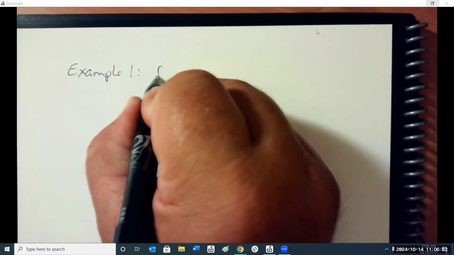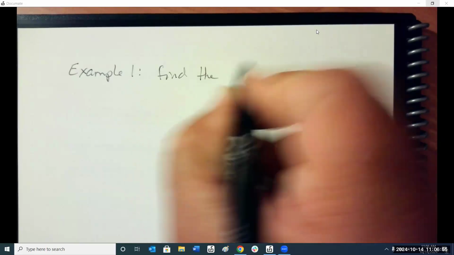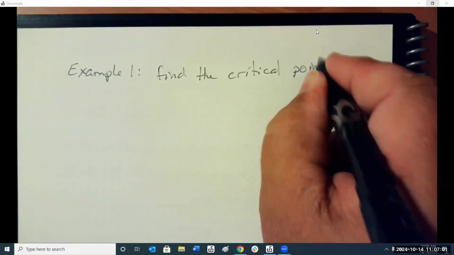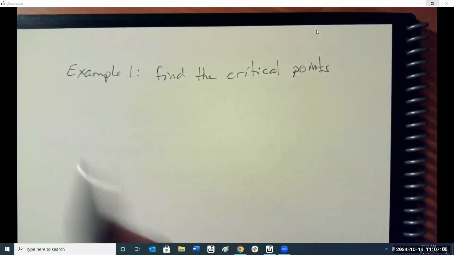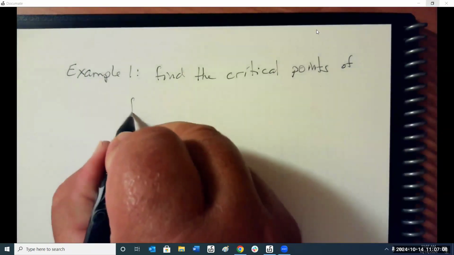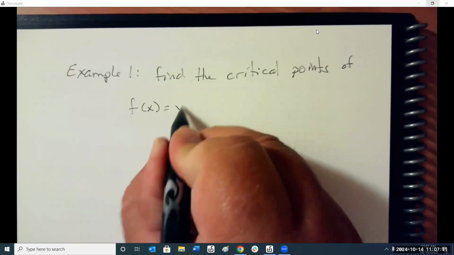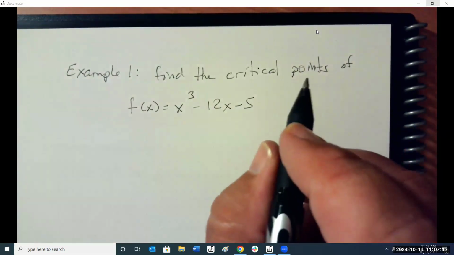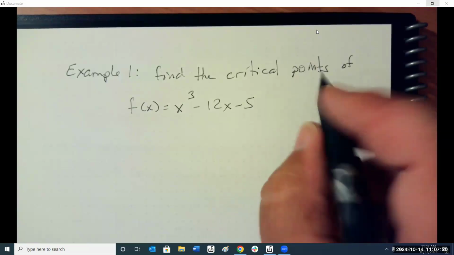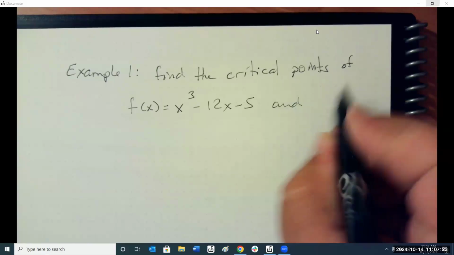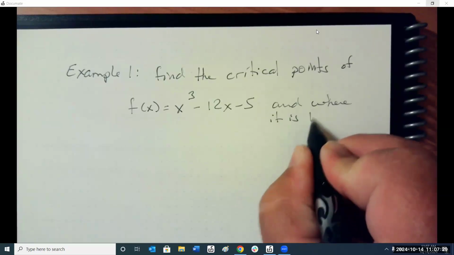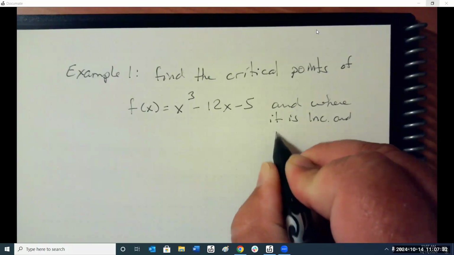Example 1. Find the critical points of our function f of x equals x cubed minus 12x minus 5, and where it is increasing and decreasing.